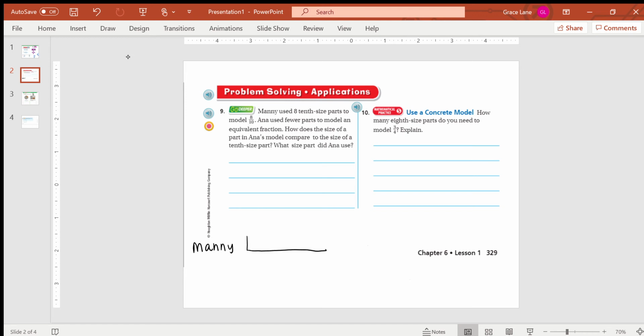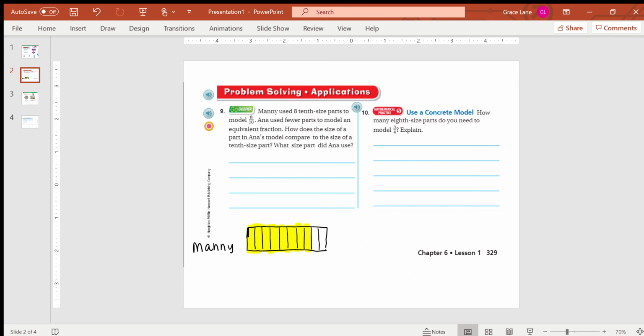I'm going to use a rectangle. Two, three. All right, that should be 10. He wants to show 8 tenths. Okay, so in yellow, that should show 8 over 10. 8 tenths are shaded yellow.